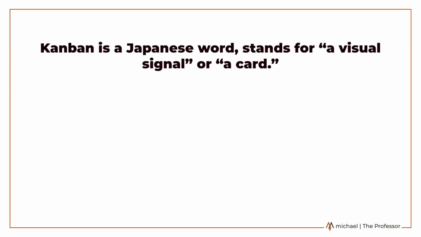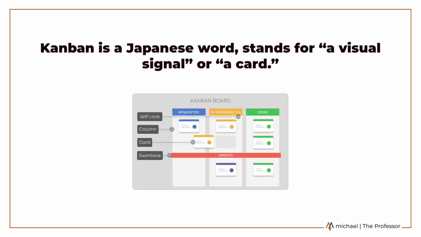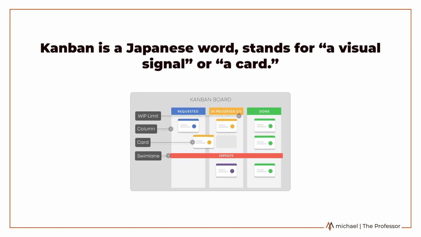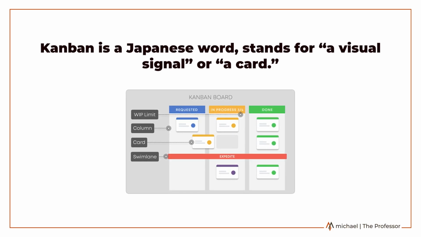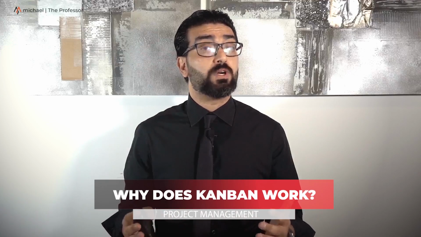Kanban is a Japanese word, stands for a visual signal or a card. Toyota line workers used these highly visual cards to communicate with one another about what needed to be done and when. So, why does Kanban work?